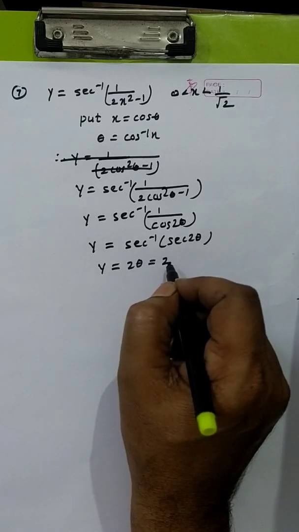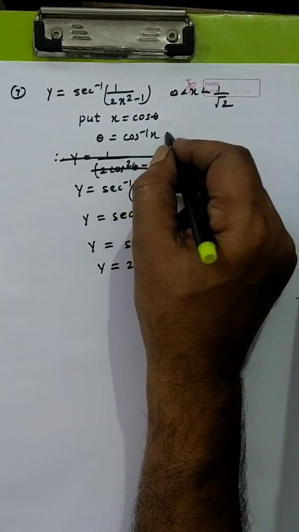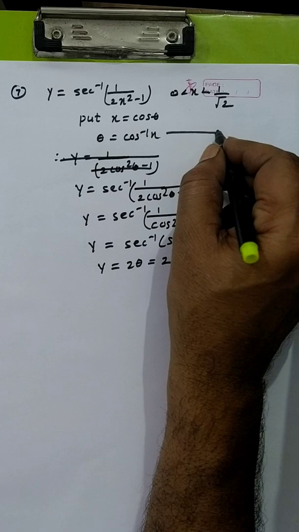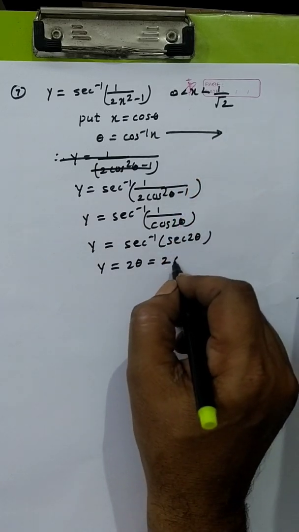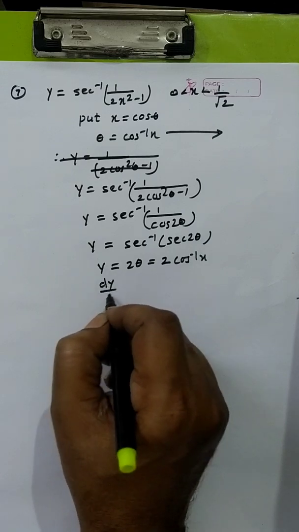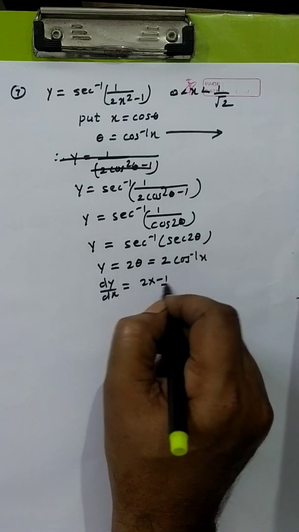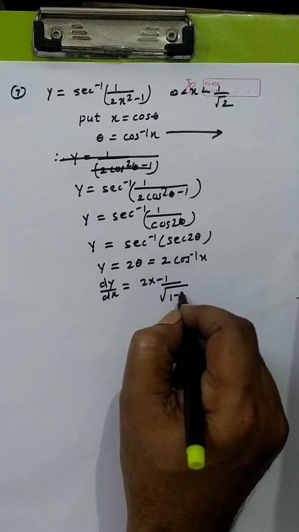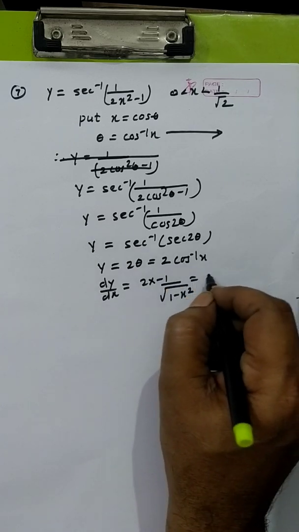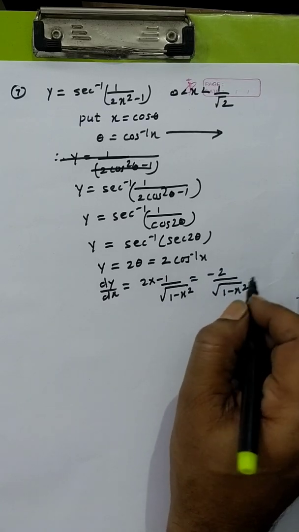So y equals 2 times theta. What is theta? Theta is cos inverse of x. So this is 2 times cos inverse of x. So what will be dy by dx? Dy by dx is 2 into minus 1 divided by root of 1 minus x square. So it is minus 2 divided by root of 1 minus x square.